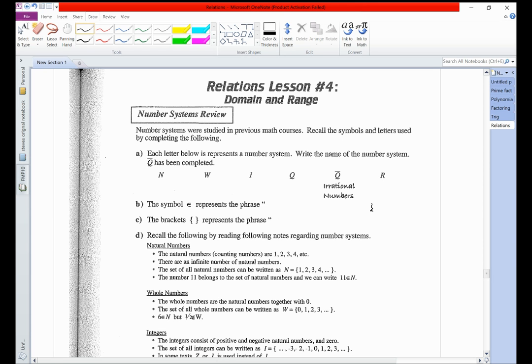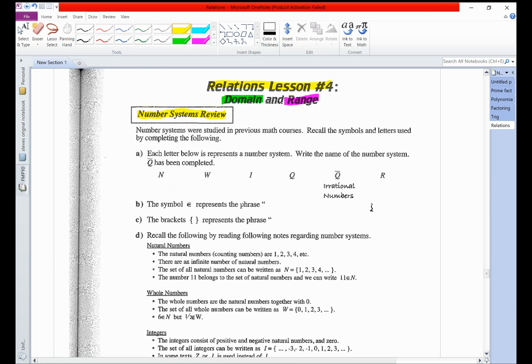Hello and welcome everybody to Relations Lesson 4. Today we are looking at domain and range. I'm going to start off this lesson with a quick numbers system review. I'm going to move through this a little bit quick. You don't need to memorize all of this, but we're just going to talk a little bit about number systems.